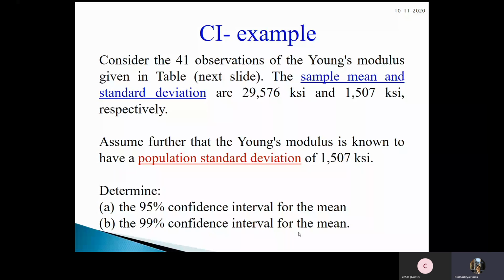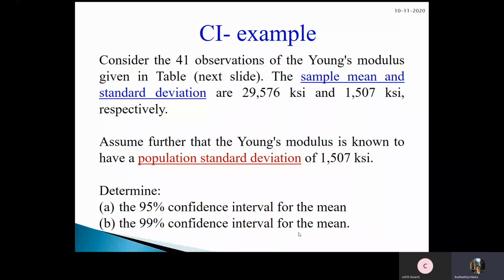So 1 minus alpha is 0.95. So alpha is equal to 1 minus 0.95, which is equal to 0.05. So your alpha by 2 is 0.025 and 1 minus alpha by 2 is 0.975.